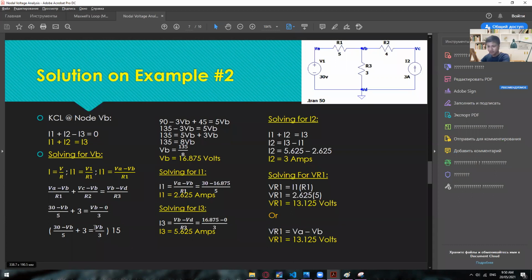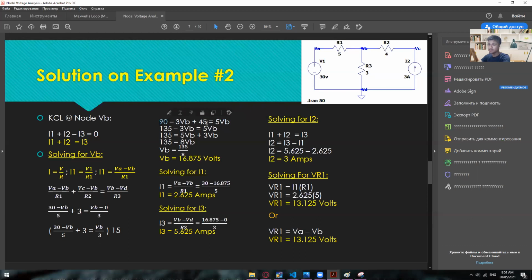So in here, my goal, and the reason I put 15 here, is I wanted to eliminate the denominator. So just multiply everything by 15, and then you will get this one. So 15 divided by 5 is 3. So 3 times 30 is 90. And then just multiply that 3 to this VB, so it will give you negative 3 VB. Okay. And then for the next one, 15 times 3 is 45. And then for the last one, 15 divided by 3 is 5. So it will give us 5 VB. Okay. And then from here, just add similar terms.